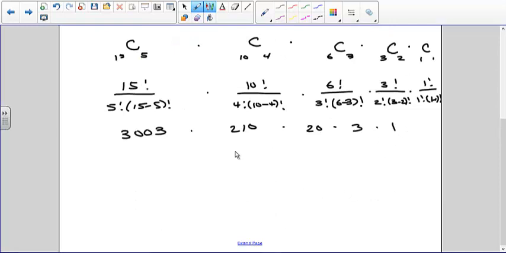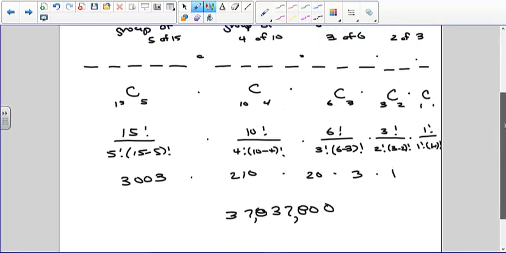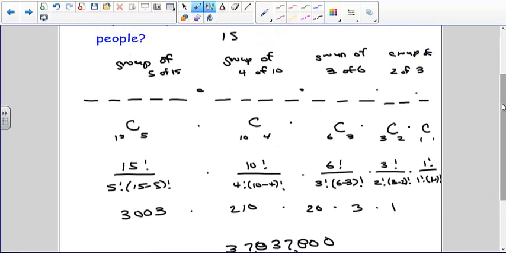So you get the total number of ways you can arrange these 15 people. And obviously this is much more difficult than you're going to have to worry about knowing, but I just want to give you a sense of how this works. So you get 37,837,800. That's a lot of different ways to group the people in this particular problem.